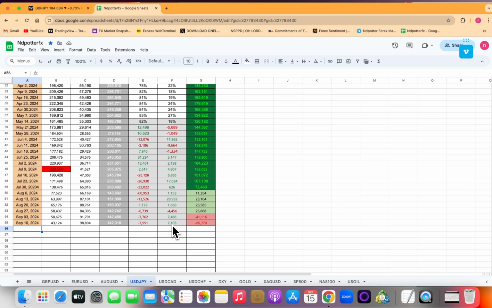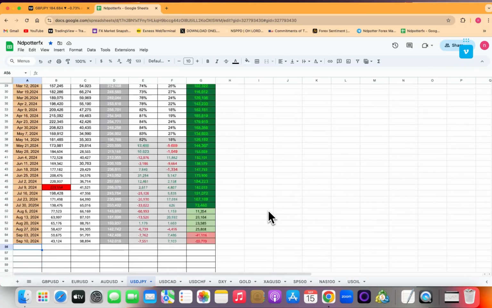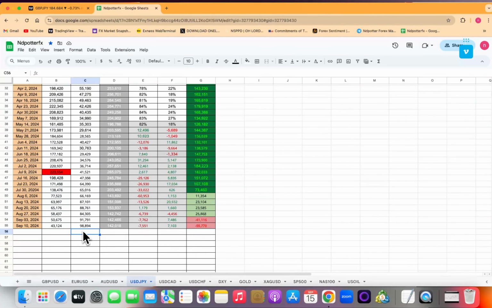But why I closed my trade is because I know that the institutions are now close to their maxed out number on their short position. Take a look here. Their maxed out number on their short position is 105,000, and they are currently on 98,000. Let's just call it 98,000, because it's 98,894. So they are very close to their maxed out number of 105,000. That's why I closed my trade.